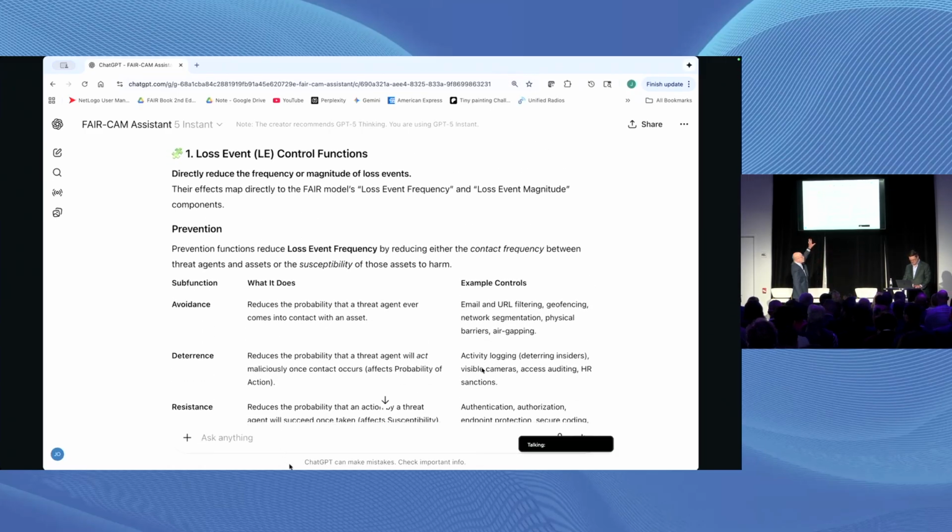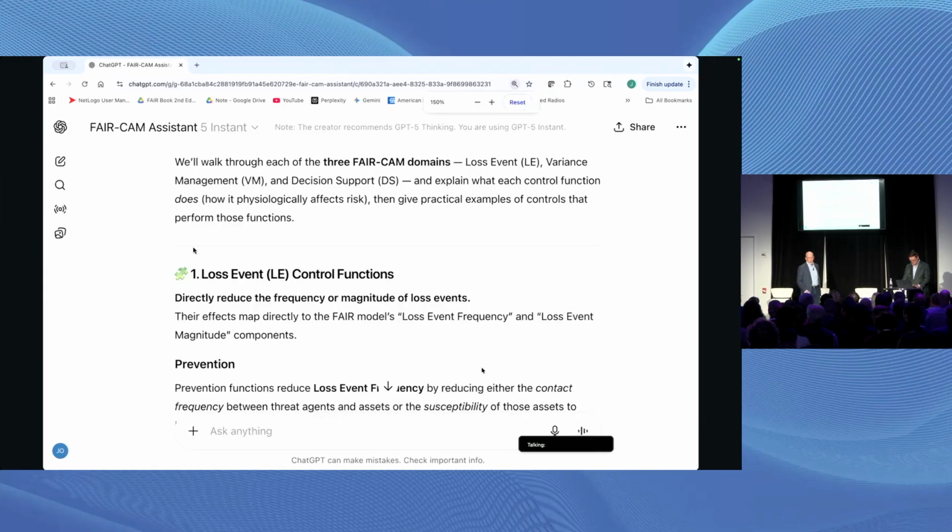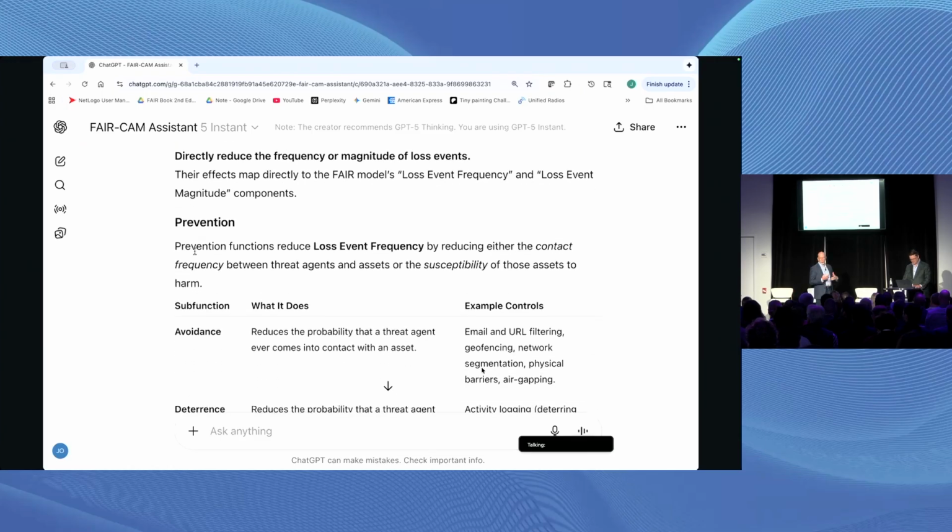All right, so the first part of its response, again, apologies for the small text, is it's going to go into that first domain of functions, the loss event controls, those that directly affect the frequency or magnitude of loss. And it's going to step through each of those functions, describe what they do, what they represent, and give you examples of controls that fulfill those functions. Go ahead and scroll down.